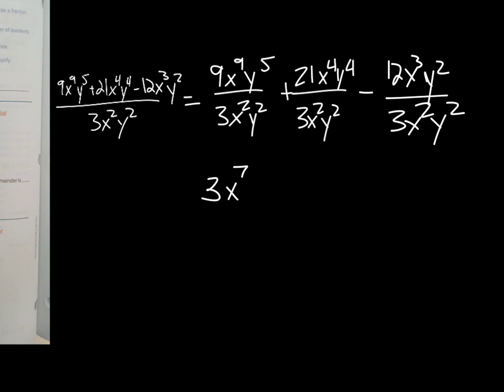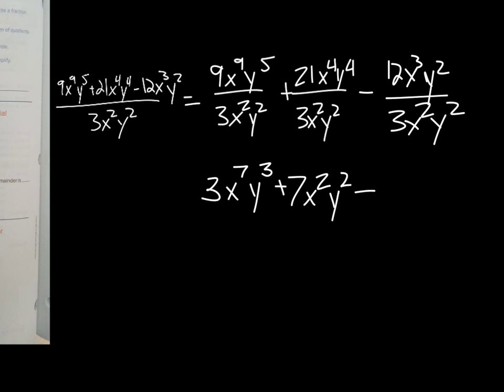Y to the 5th divided by y squared, 5 minus 2, y to the 3rd. Plus 21 divided by 3 is 7, right? X to the 4th over x squared, 4 minus 2, x squared. Y to the 4th divided by y squared, 4 minus 2 again, y squared.